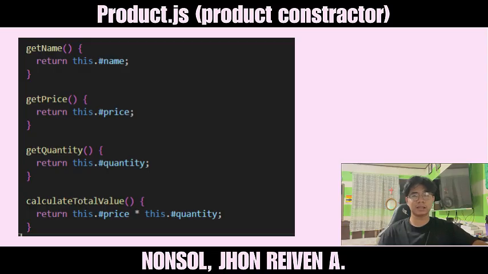In addition, the product.js plays a crucial role in pushing the values through the constructor upon the script.js. It's like a storage that enables us to access the values in the arrays using this constructor. And that's it for the product.js.